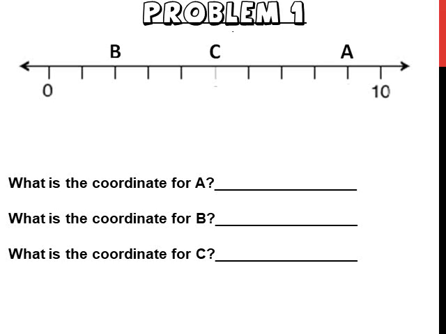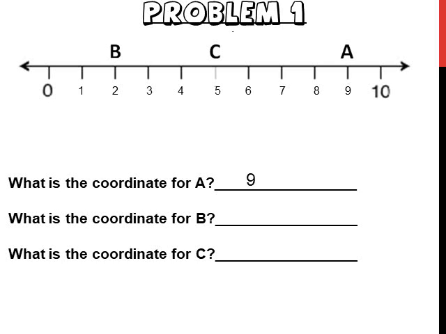Problem number 1. If you notice the number line, it goes from 0 to 10, and then there's spaces in between. Let's fill those spaces in between with whole numbers. 1, 2, 3, 4, 5, 6, 7, 8, and 9. Like so. Now let's look at the questions. The first question is, what is the coordinate for A? When you look at A, look for the number that's right underneath it. The number underneath A is 9. So the coordinate for A is 9.